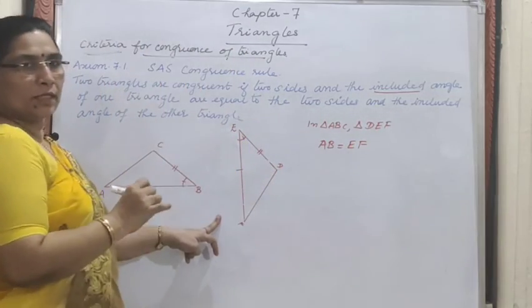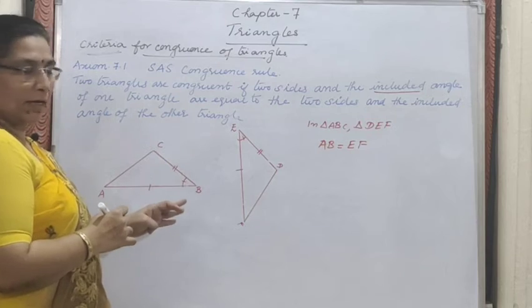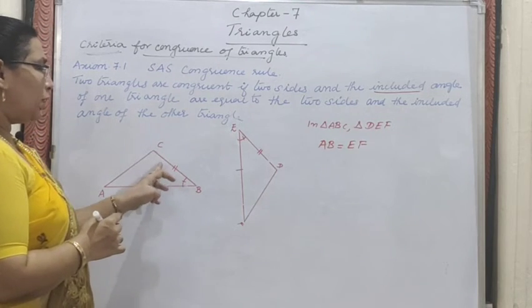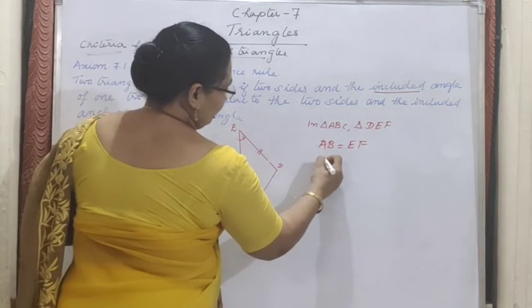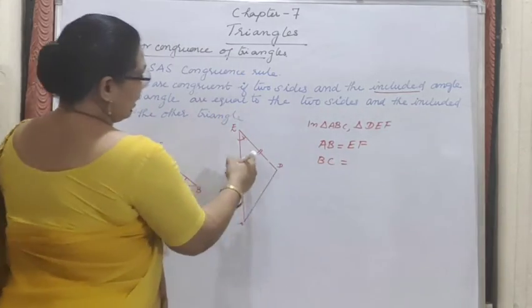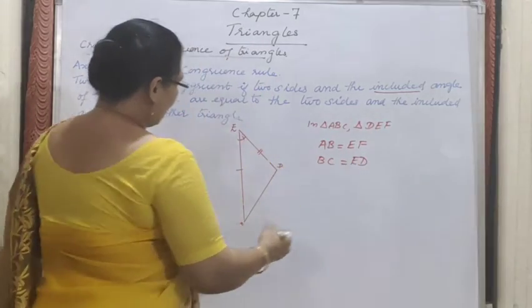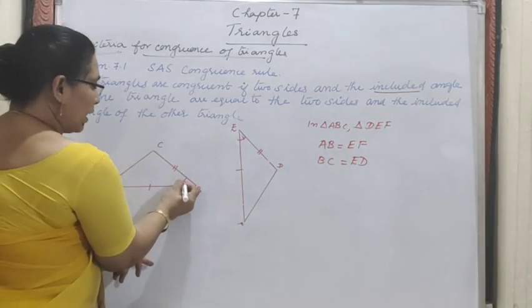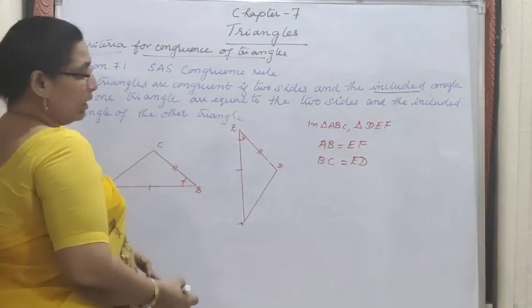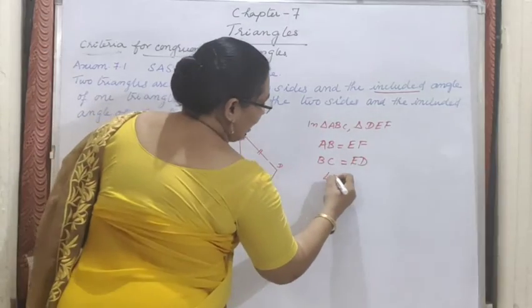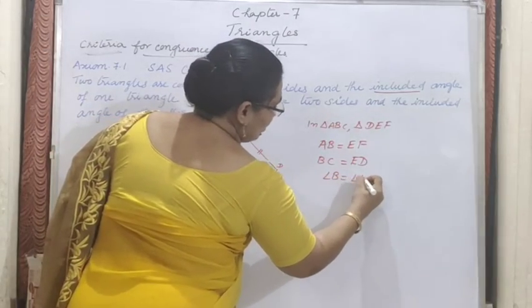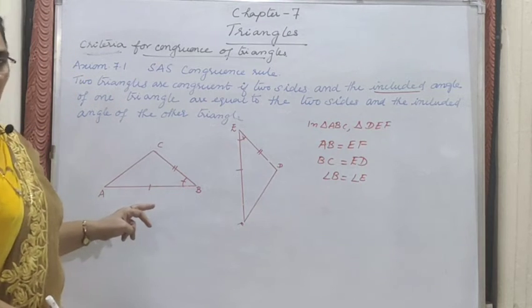It is given in the question. That way we are not doing, we are learning the criteria only. Now what is the second equal side here? It is BC. Correspondingly, the second equal side is ED, right? Now what is the equal angle? Angle B is marked and here angle E is marked. So I'll write here angle B equal to angle E. So this angle is the included angle only.